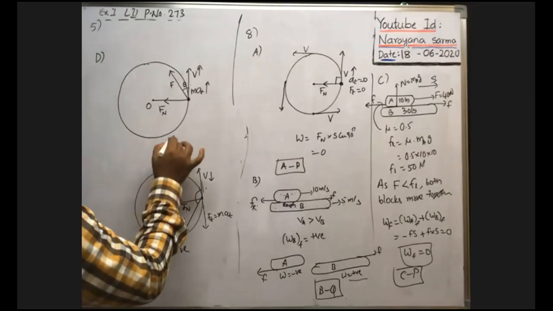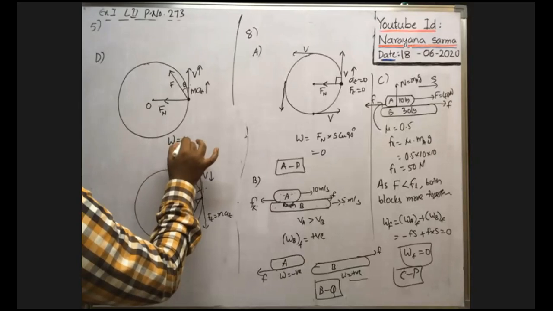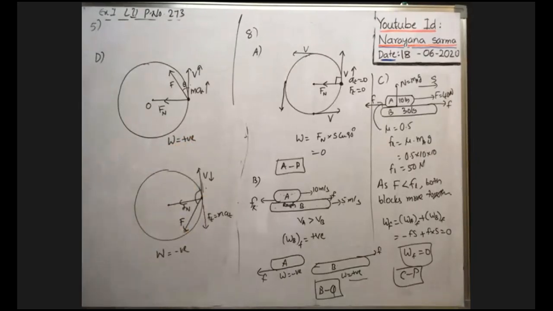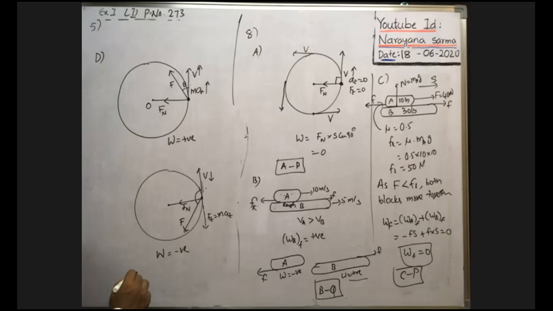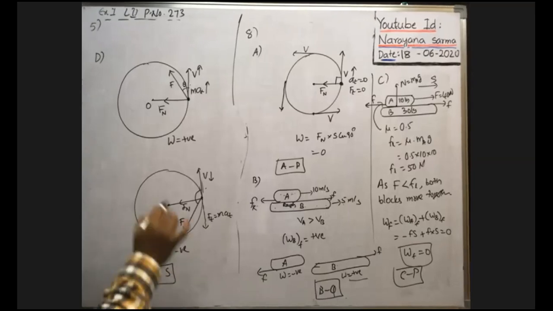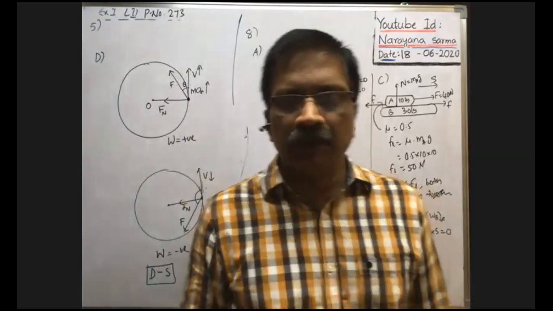Here work done is positive but non-zero, no doubt some work is done. Here it is positive and here negative. That's why the answer is either non-zero positive or non-zero negative based on the given condition. So option D, yes, it is correct. In this way we can do the matching problems also.